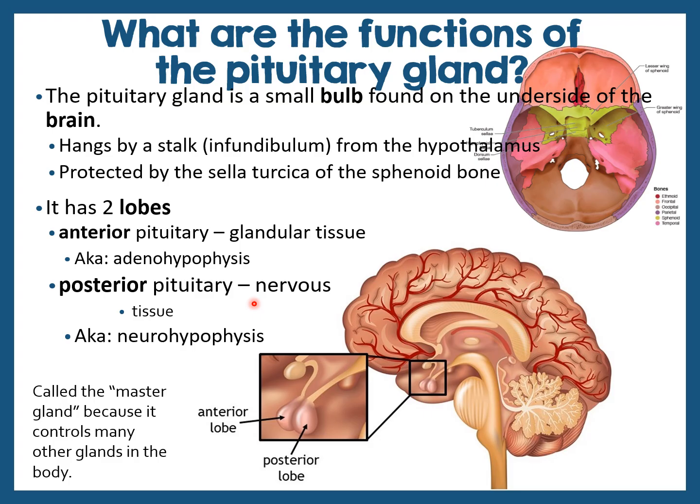Since the anterior pituitary gland is glandular tissue, it is also referred to as the adenohypophysis, while the posterior pituitary, since it's made out of neural tissue, is also known as the neurohypophysis. Hypophysis means pituitary gland, so it's neural pituitary and glandular pituitary. The pituitary gland is often referred to as the master gland because it controls many of the other glands within the body.